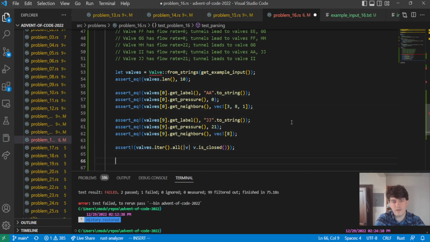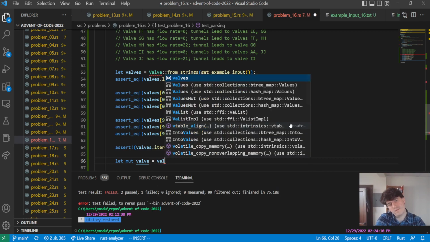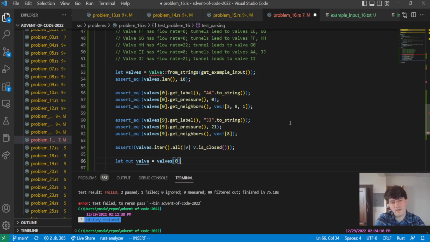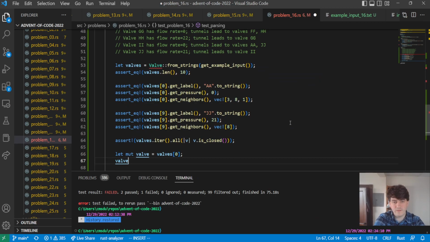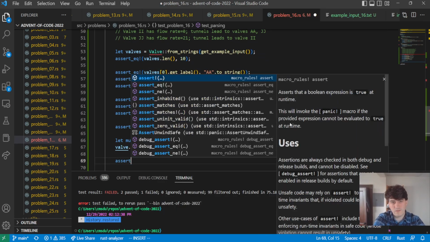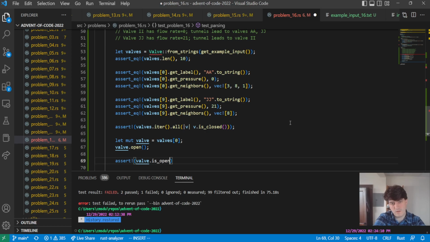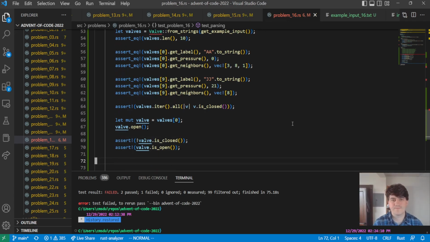And then we can say let mut valve be valves dot valve 0, valve dot open, assert that valve is open, assert not valve is closed. Okay.